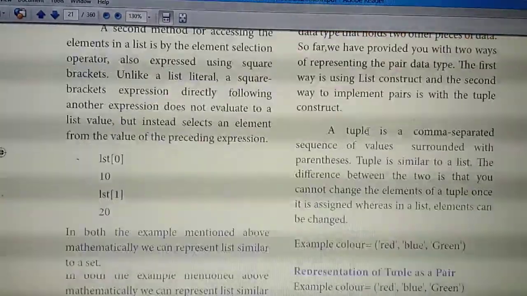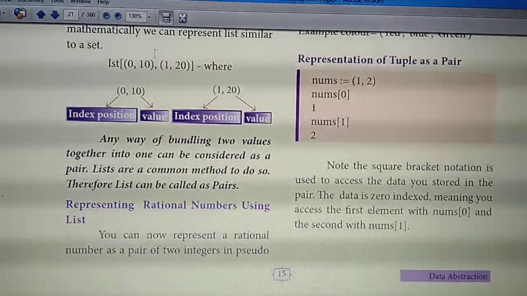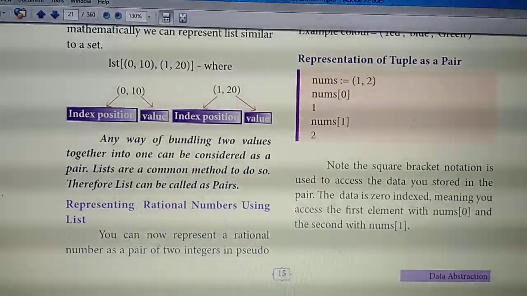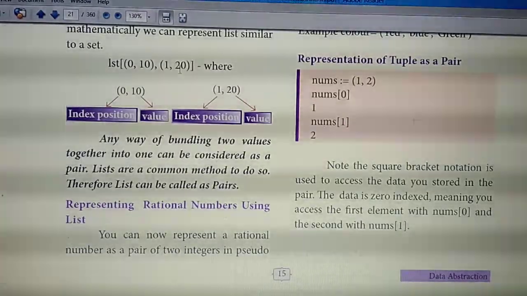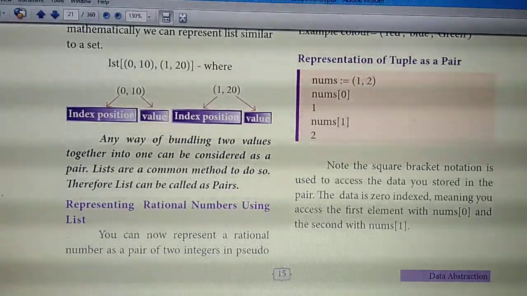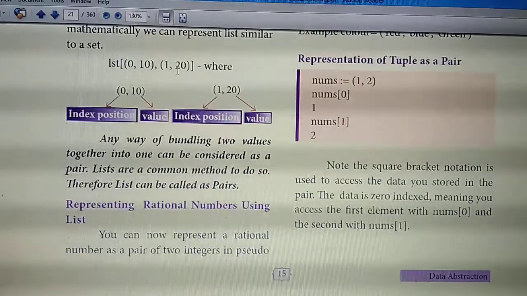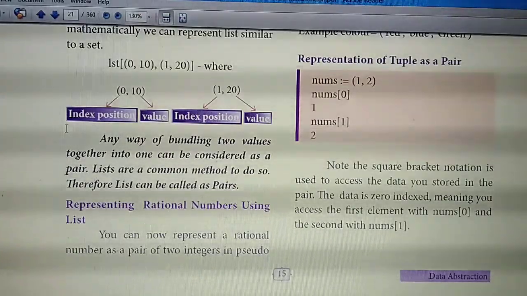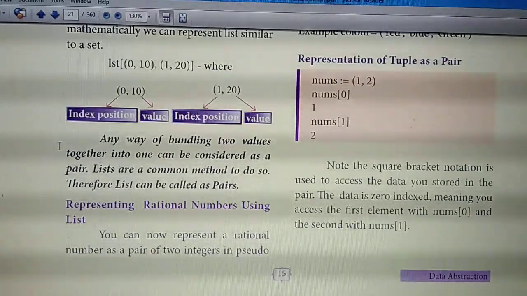So after this third point, you should draw this diagram. Everything you should draw. Okay. Index, position, value, then list 0, 10, everything. This fully you should draw and write. Then only you will get full marks. Very, very important two mark question this one. Okay. Pair. Understood? This is a third two mark question.